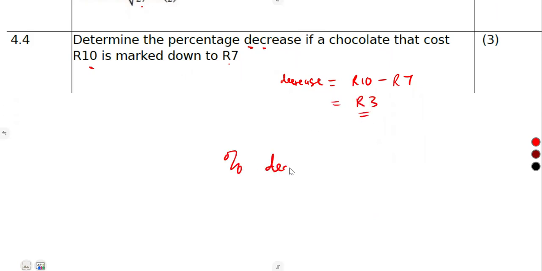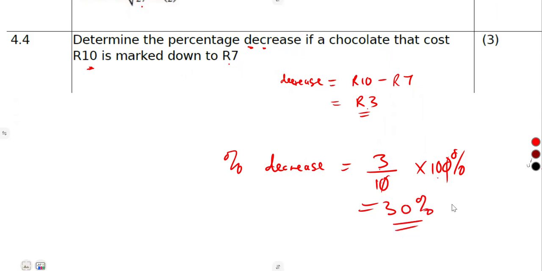So percentage decrease is simply going to be what? The decrease over what? The original number. So that's a decrease over the original number. So our decrease is what? That is what we're going to need on this part. All right, so our decrease is 3 rand over the original, which is 10, times 100%. So that's 3 times 10, which is 30%. So we had a 30% decrease. That is the percentage decrease. All right, just like that.